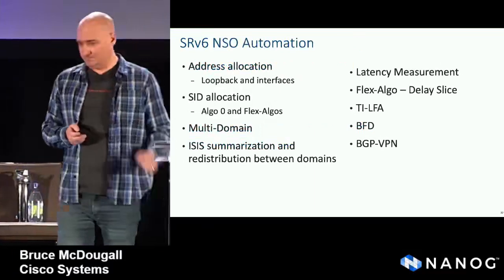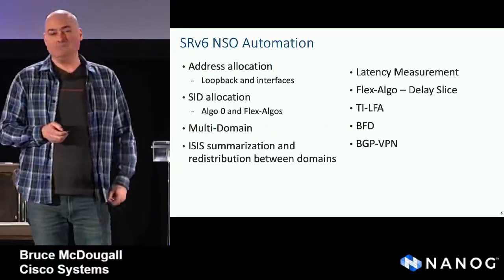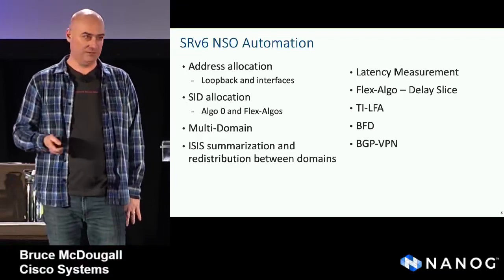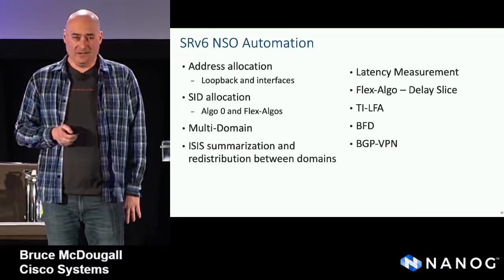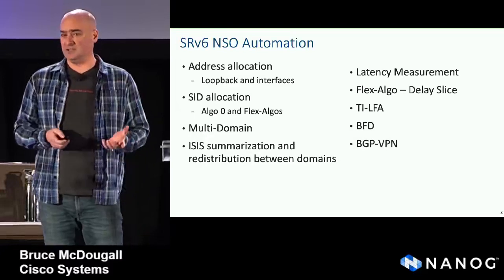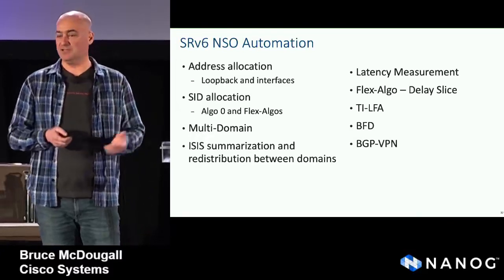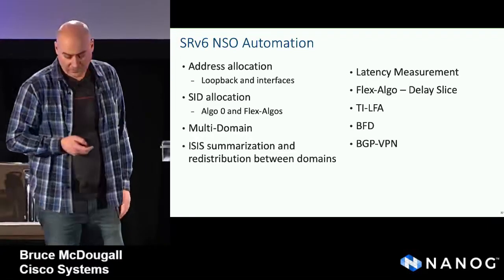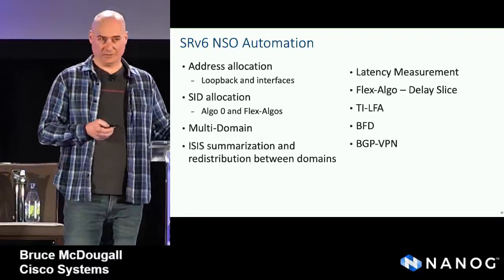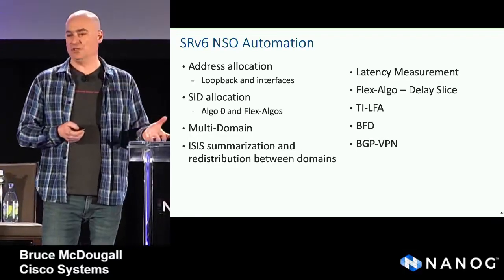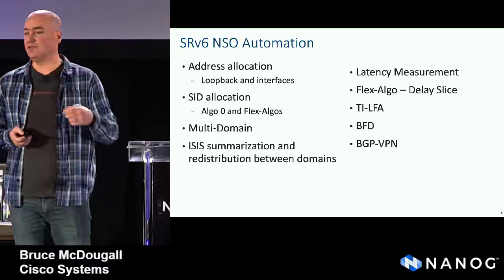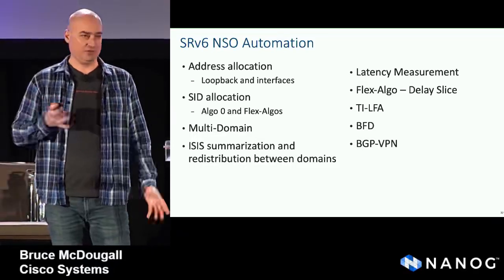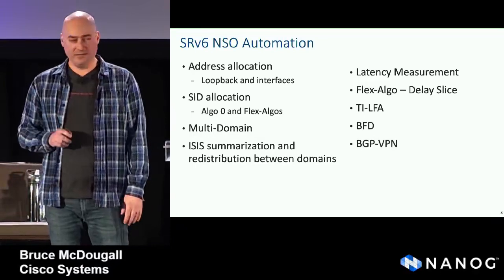And because this is network operations, we can't just talk about simplification of architecture without talking about simplifying ops as well. The team has built a segment routing SRv6 NSO automation function pack for the Tail-f NSO product. It includes basically all of the capabilities to automate rollout of address allocation, SID allocation, the ability to roll it out multi-domain, and to turn on latency measurement and BFD features, things like that.